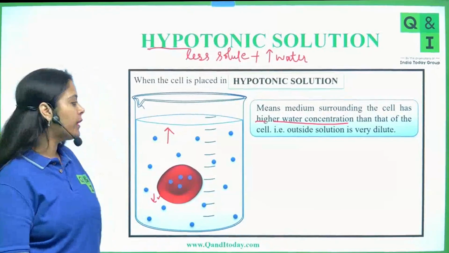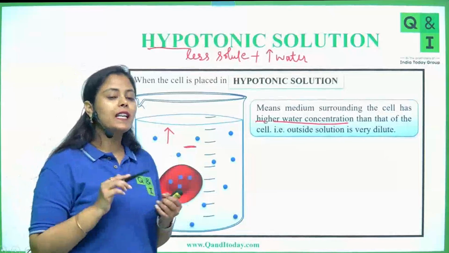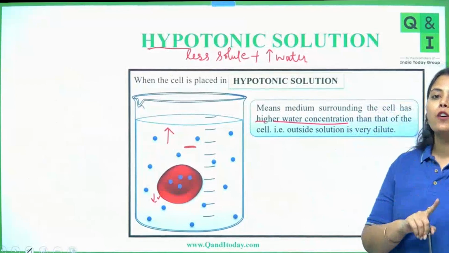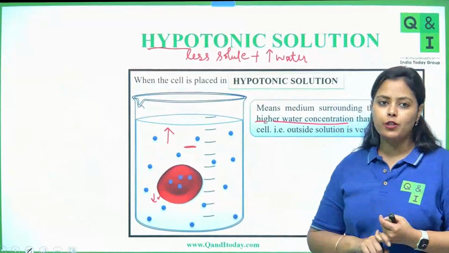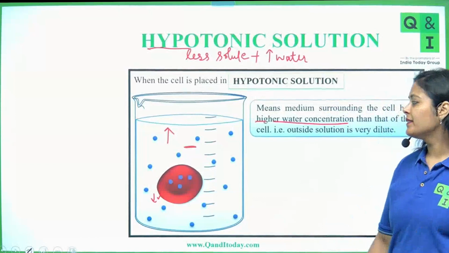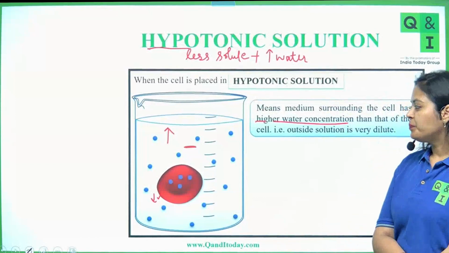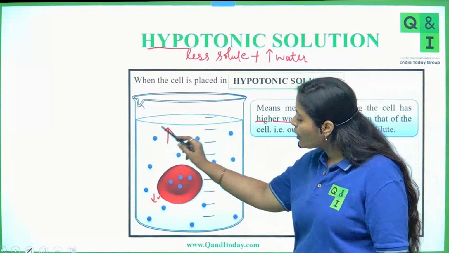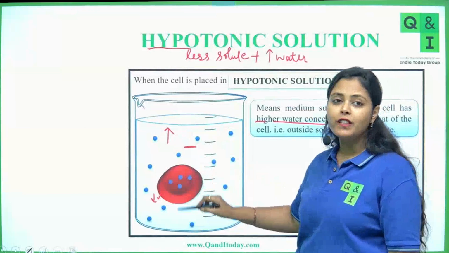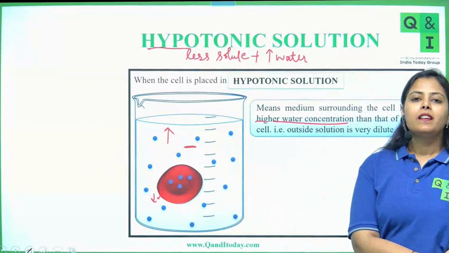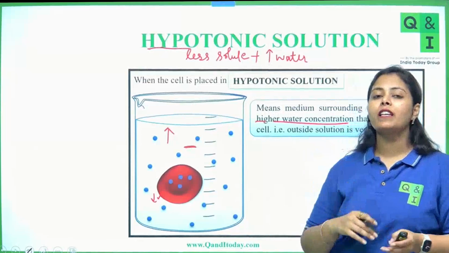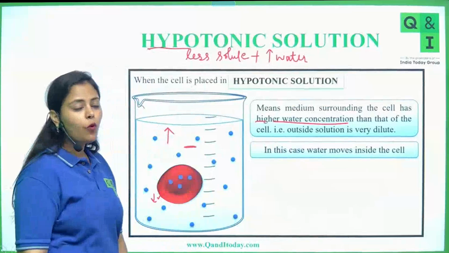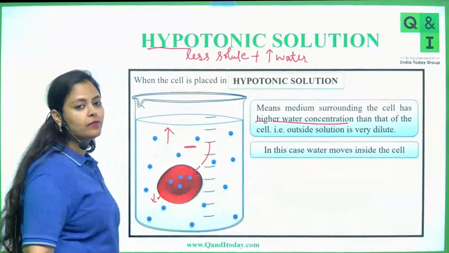The concentration of water is more here. Osmosis again follows the same rule for water. That means the water will move from the region of high concentration to the region of low concentration. Why? I'm saying the water concentration is more outside than inside of the cell. So water will move from its region of higher concentration to the region of lower concentration. That means water will move inside the cell.